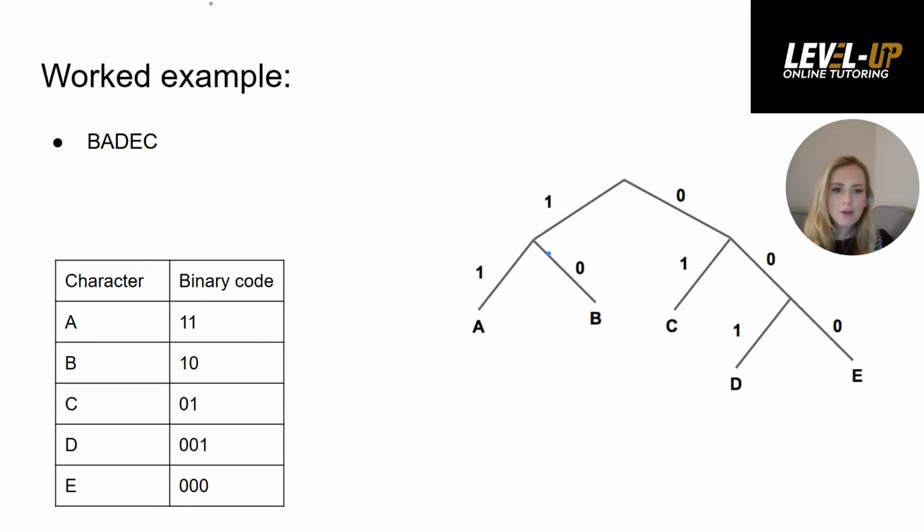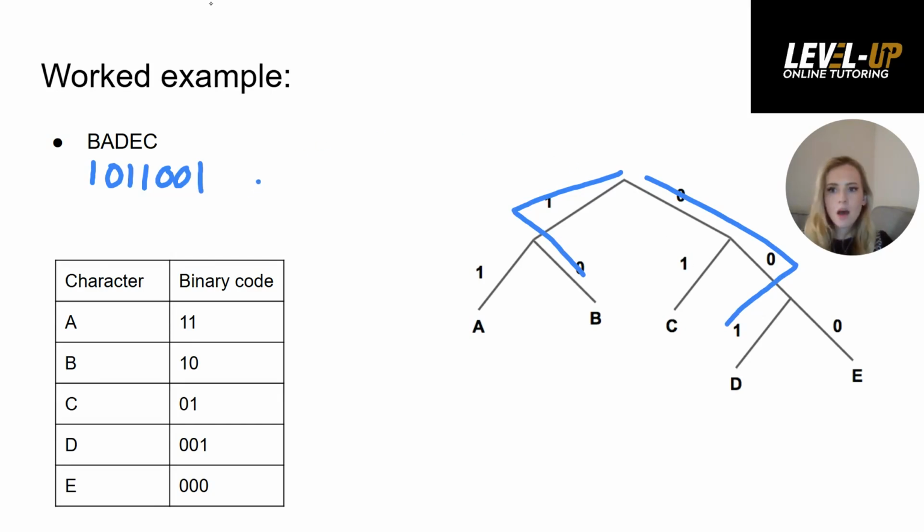So the value B, if we work this one out, is 1, 0. A is 1, 1. And we can actually just use this table if we like, it depends on what you prefer doing. D is 0, 0, 1. Now I can double check this: 0, 0, 1. E is 0, 0, 0. And C again is 0, 1.